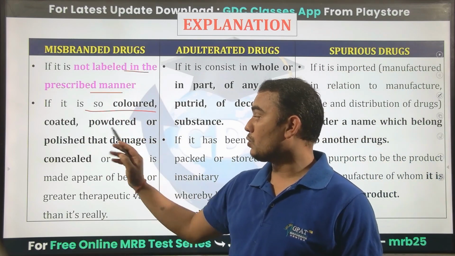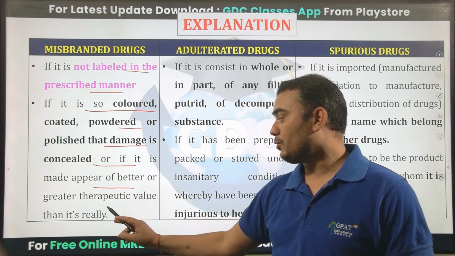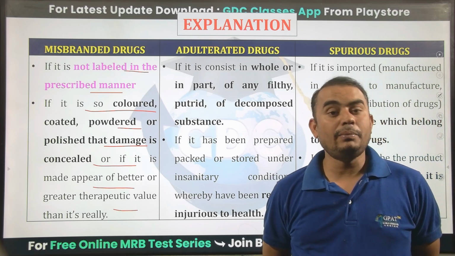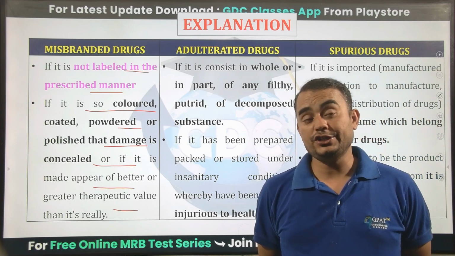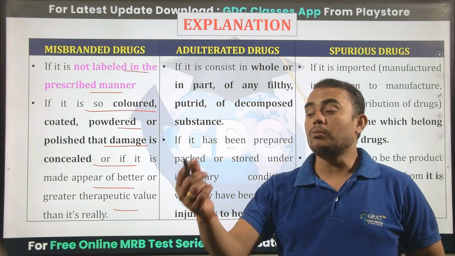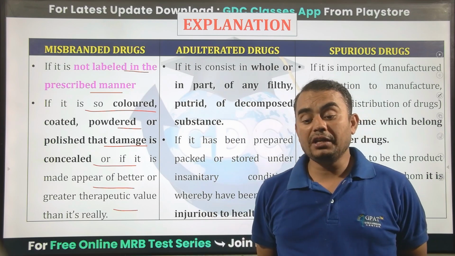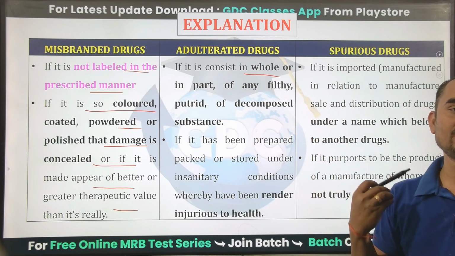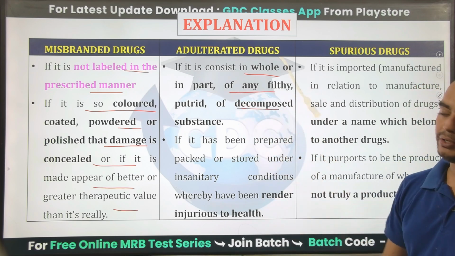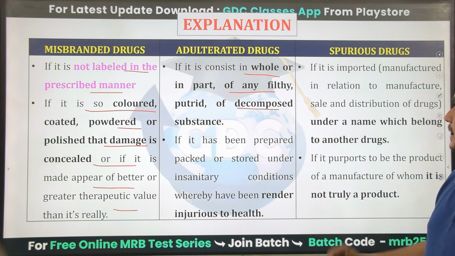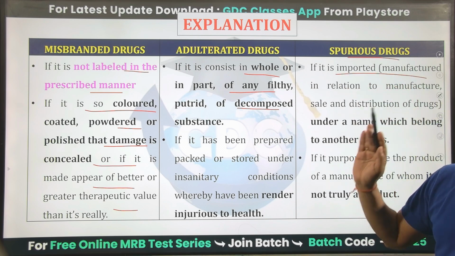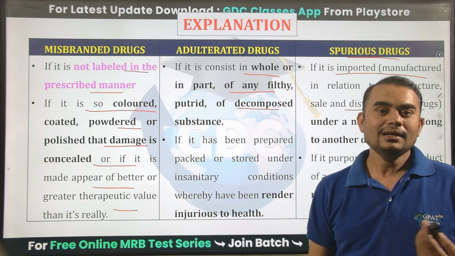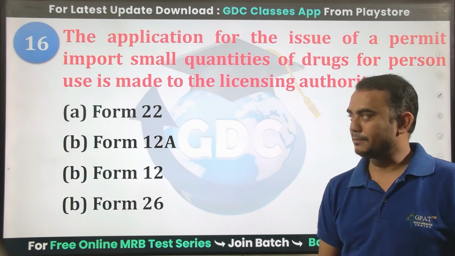If it is so colored, coated, powdered, polished that damage is concealed, or if it is made to appear of better or greater therapeutic value, then it is misbranded. Suppose there is no greater value, but by color, coating, finishing we are promoting that our drug is so smooth and can produce a very good effect. That will be a misbranded drug. While adulterated, yes, if there is any type of mixing, whole or in part, or any filthy or putrid decomposed substances are added, that is adulterated. Spurious is imported or manufactured as another substance or under a name which belongs to another drug, that is spurious. Means we can say false drug, that is the spurious drug.